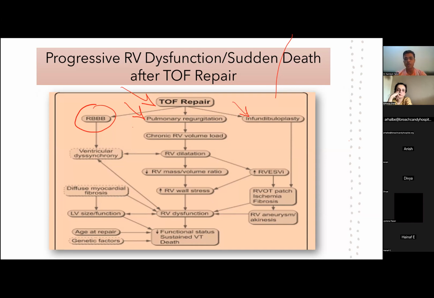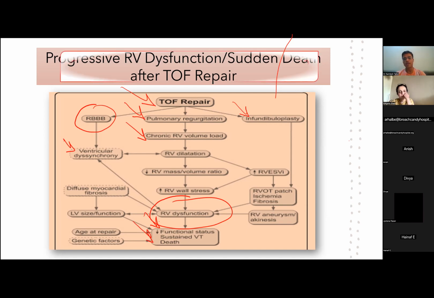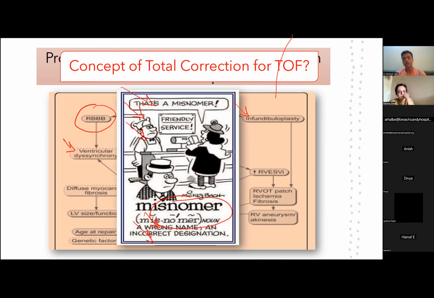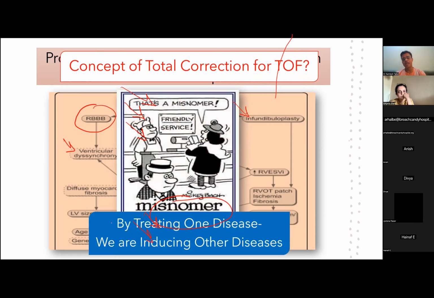All this will lead to chronic RV volume overload and ventricular dyssynchrony, and will overall lead to right ventricular dysfunction. This patient in the long term may have RV dysfunction causing sustained VT, and some of the cases will have a death because of this. So that is why I feel the concept of total correction in tetralogy is a misnomer. We are treating one disease, but we are inducing another disease in tetralogy.